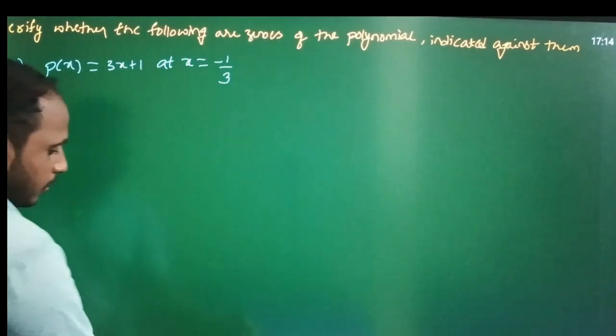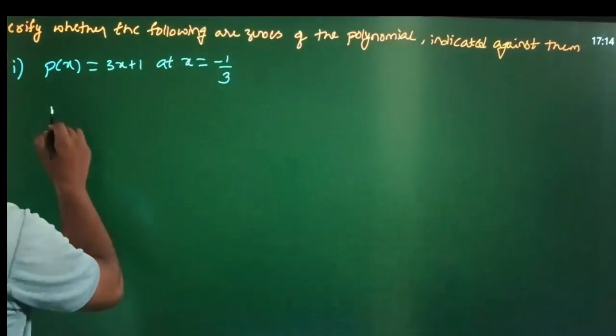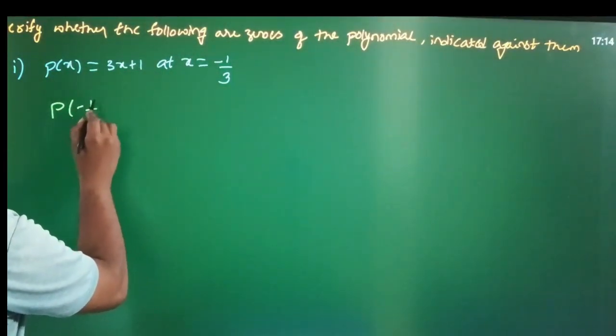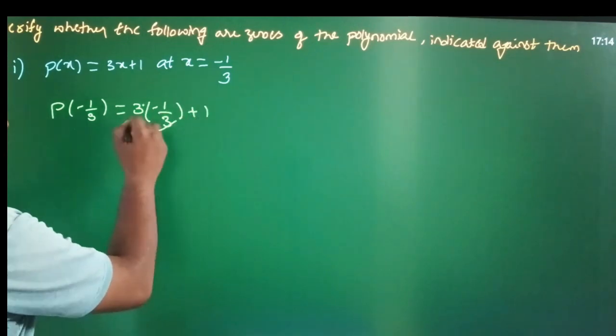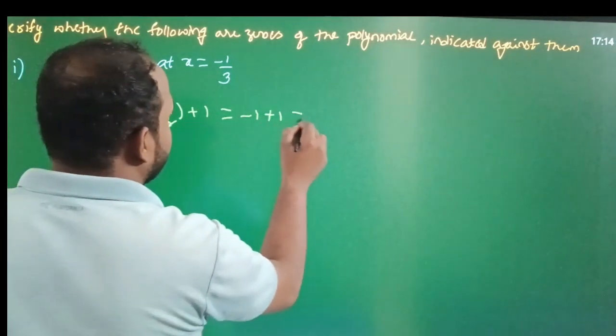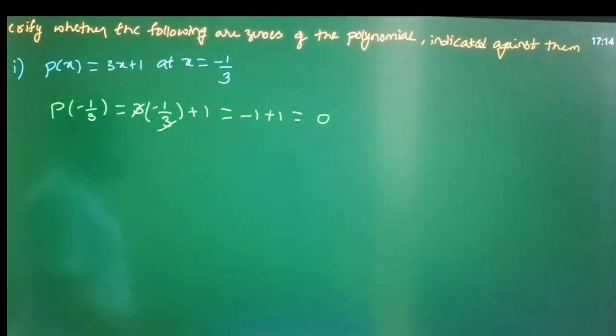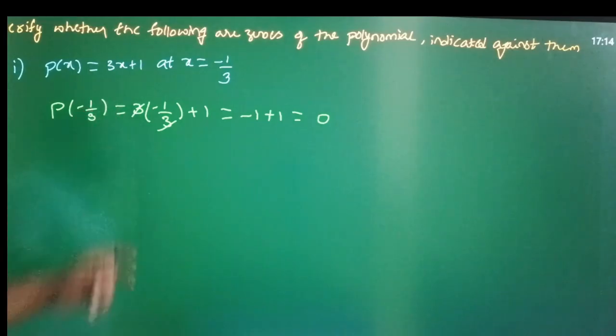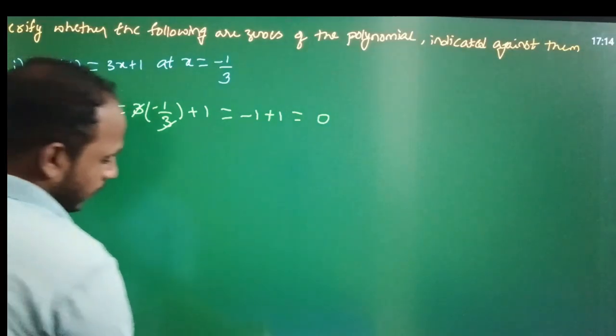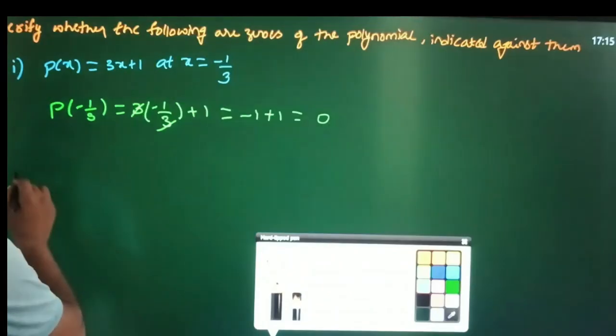Now we replace x by minus 1 by 3. Now 3 gets cancelled. Minus 1 plus 1 is 0. Therefore minus 1 by 3 is the zero of the polynomial p of x equals to 3x plus 1. Next, second one.